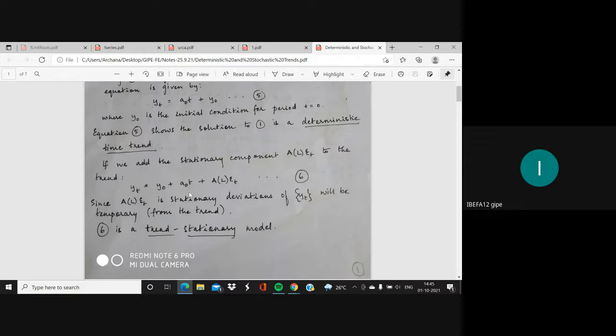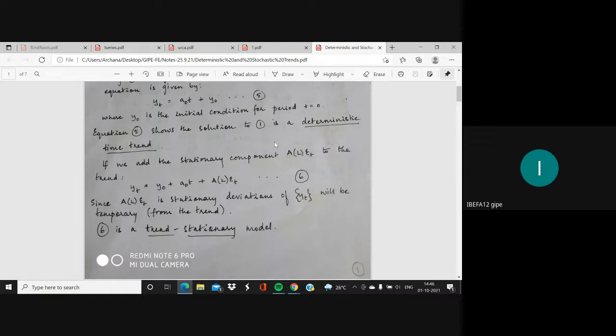Now, if you're looking at the time trend itself, y naught will give you the intercept and a naught will give you the slope of the time trend. So you'll be able to plot it on a graph. It will be in the form of a straight line since t is raised to the power 1. Your linear deterministic time trend will be a straight line, and you'll notice that in each period yt may rise above or below this time trend.